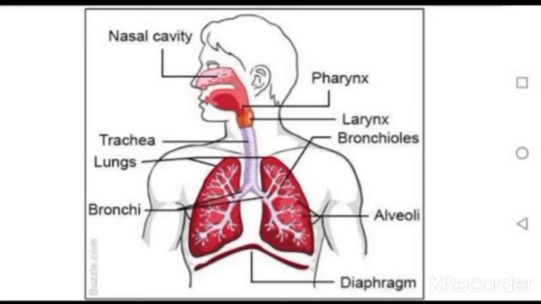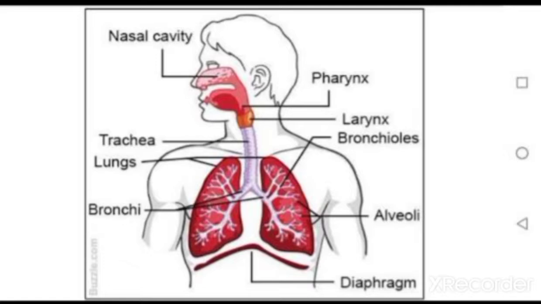Class 6. Today we'll be starting with the respiratory system in humans. Okay, the process of respiring in humans. Humans have a well developed respiratory system, and that means they are responsible for breathing, right? That means breathing in oxygen and giving out carbon dioxide.